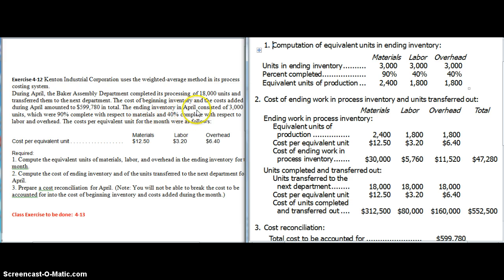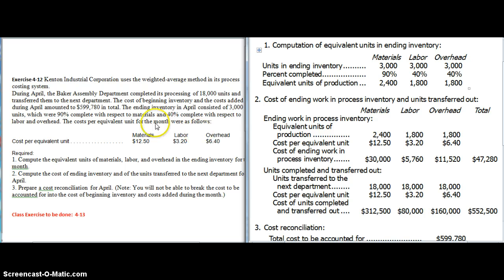The ending inventory in April consisted of 3,000 units. This is work in process inventory, which was 90% complete with respect to materials and 40% complete with respect to labor and overhead. The cost per equivalent unit for the month was materials $12.5, labor $3.2, and overhead $6.4.